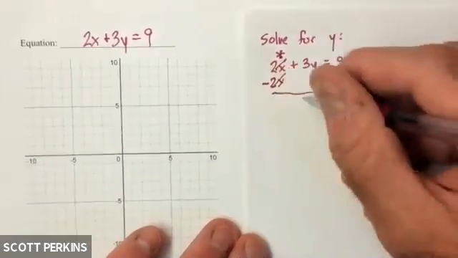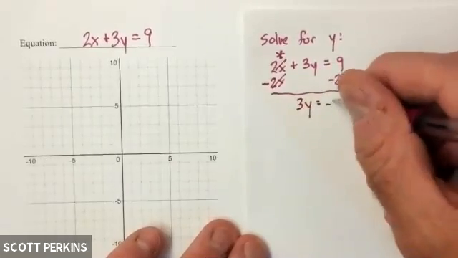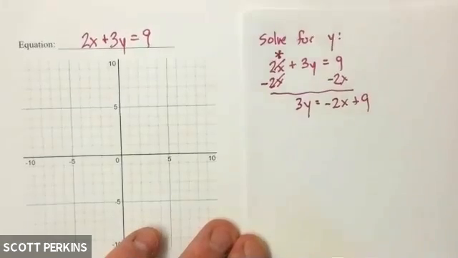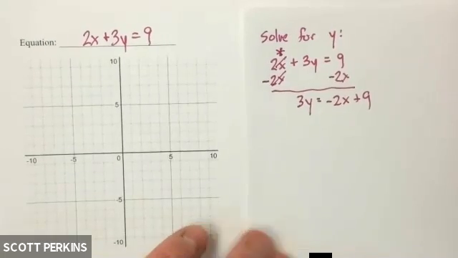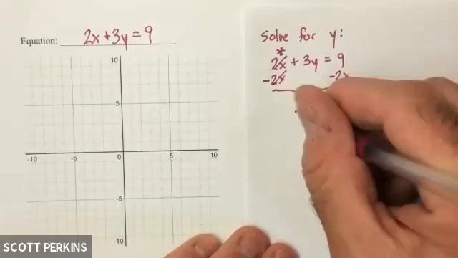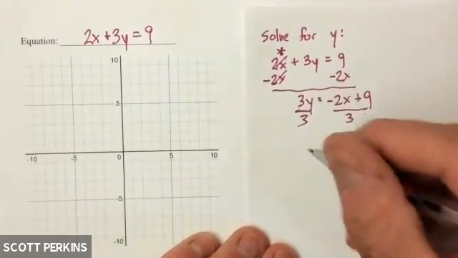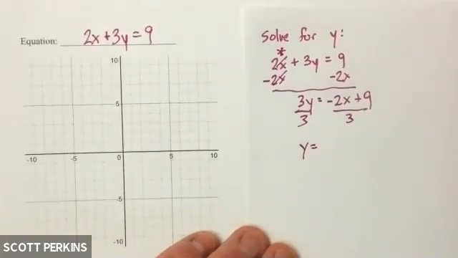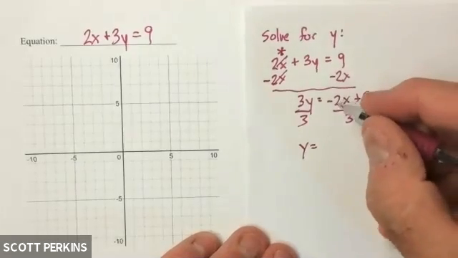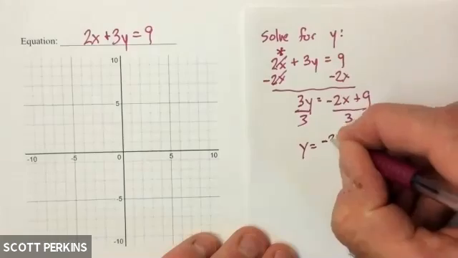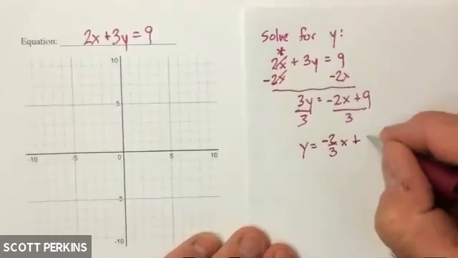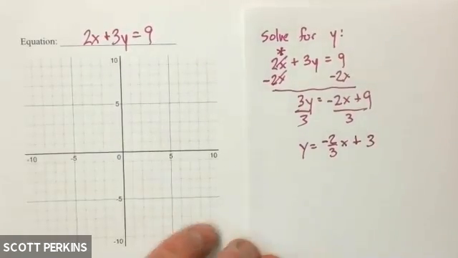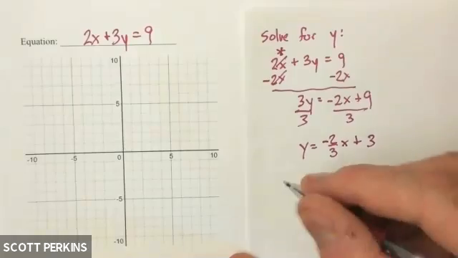And so that cancels on the left. And then I have negative 2x plus 9. Again, those are not like terms, so don't say that there's 7x or anything, because that's going to be wrong. Second step is to divide by whatever's in front of the y, which I've just done. And then what I get is, in front of the x, a negative 2 over 3, and then 9 over 3 becomes 3. And there's my equation of the line. y equals negative 2 over 3 x plus 3.